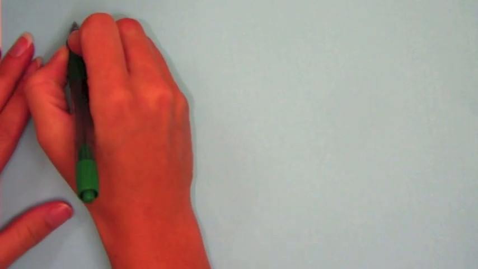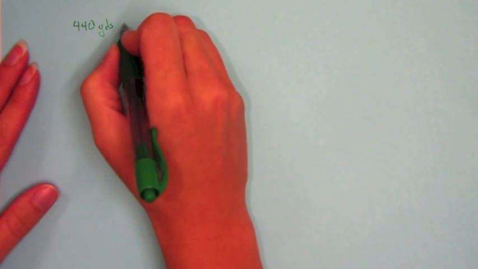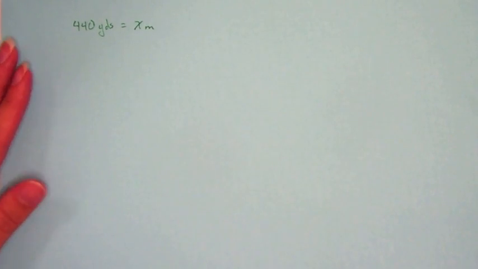We're looking at conversions, and conversions are when you have a measurement in one unit, and you need it in another unit. So for example, if we start out with 440 yards, and we're curious how many, so X meters that would be.